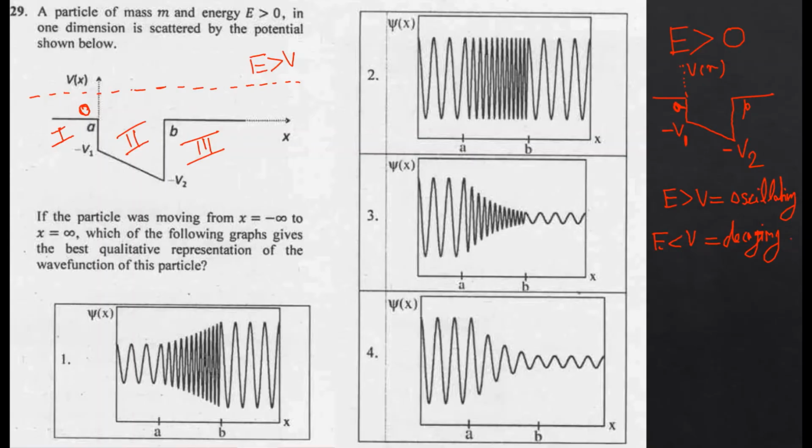Let's see the options. What I have said is that as you go in this region, the frequency will become larger. So for which case will the frequency become larger? For this case, as you move from V1 to V2, the frequency is becoming larger.